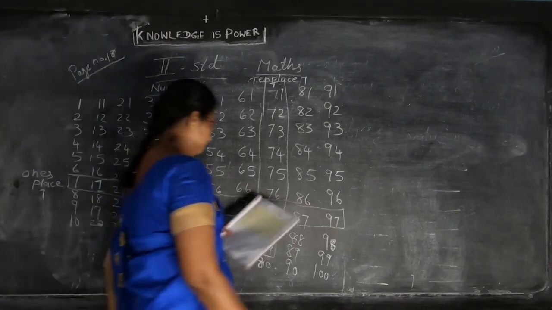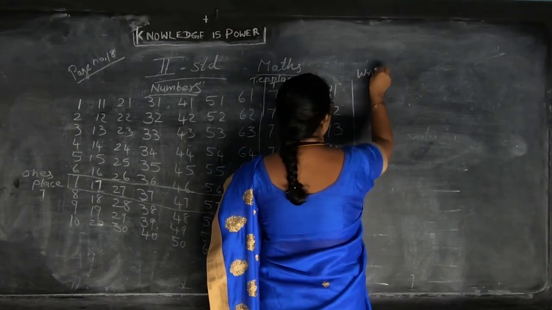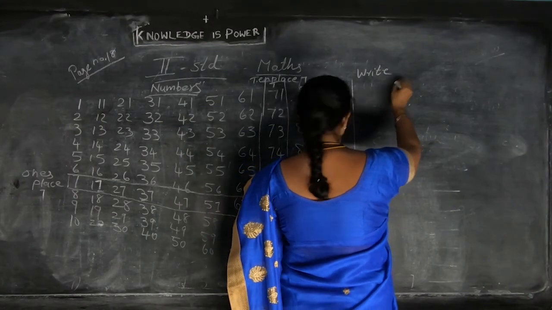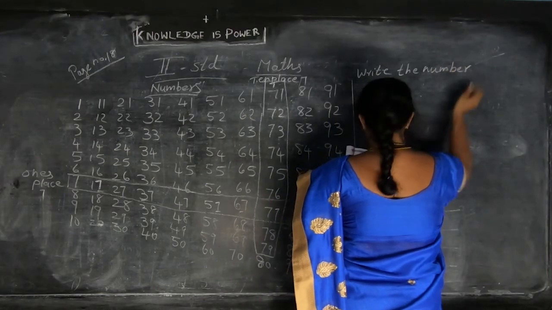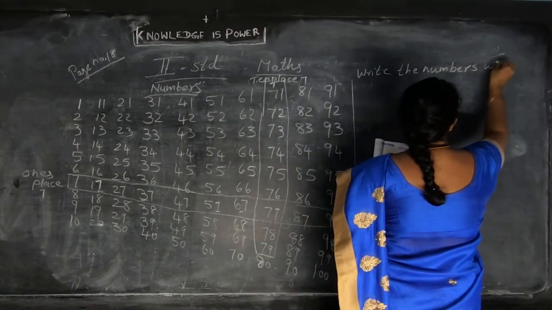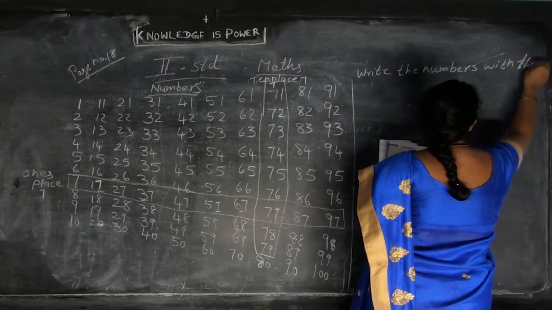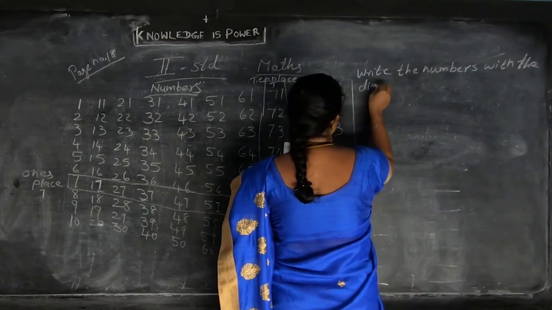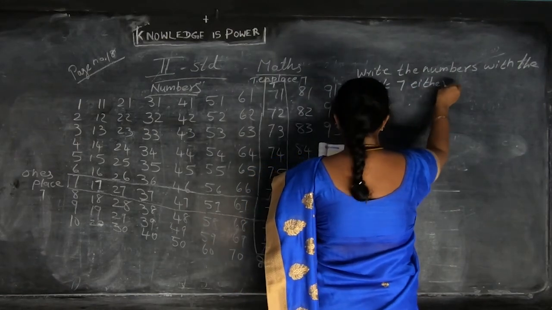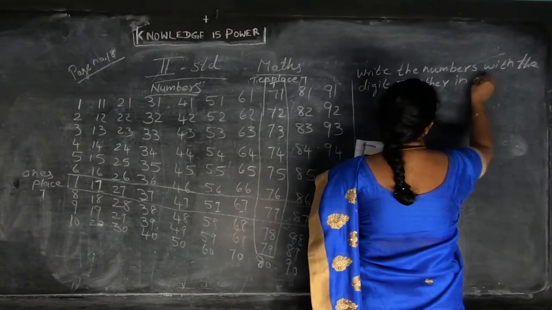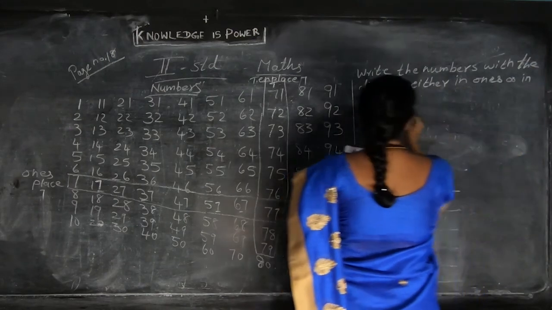I will write here. Write the numbers with the digit 7 either in ones place or in tens place.